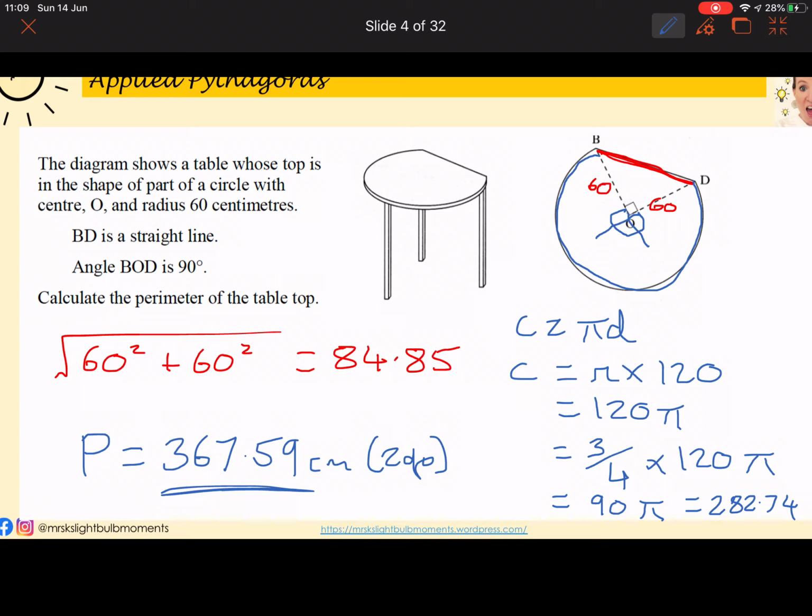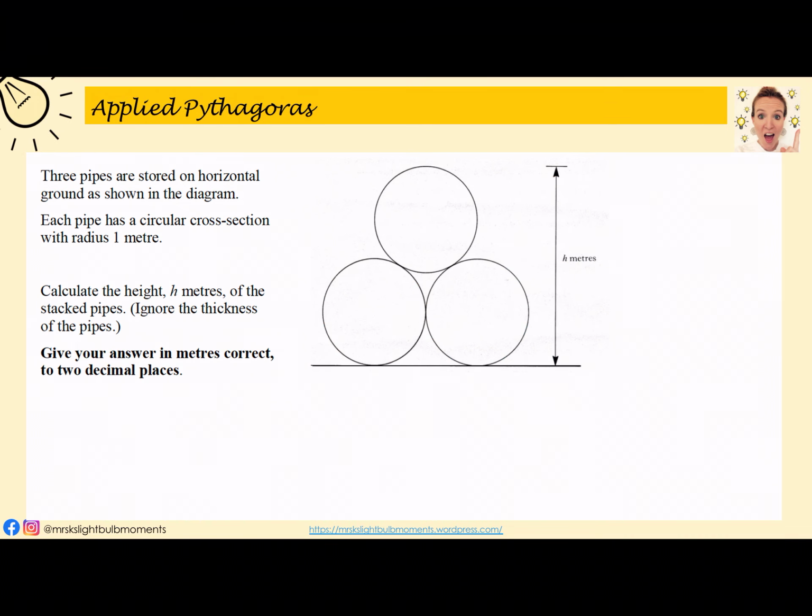It's got a bit of circumference there and a bit of Pythagoras. Let's look at the next question. So, have a little read of this one. These questions, they tend to be tricky to spot straight away, but I really like them once they come out. So have a quick read.